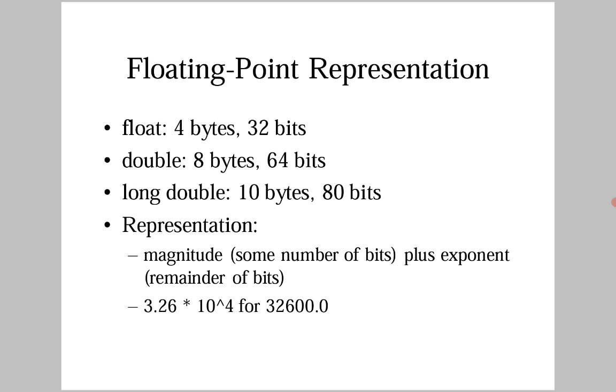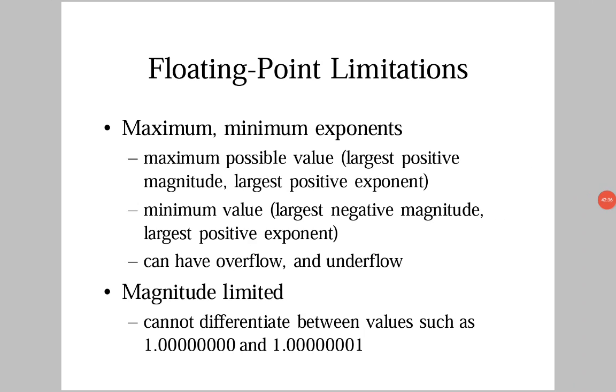So representation. How to represent these floating point numbers? Generally they can be represented with magnitude, some number of bits, plus exponent. For example, 3.26 into 10 power 4 is equivalent to 32,600. This type of representation is called magnitude representation. Generally floating points are represented with magnitude or decimal representation. So limitations: what are floating point limitations? Maximum and minimum exponents.